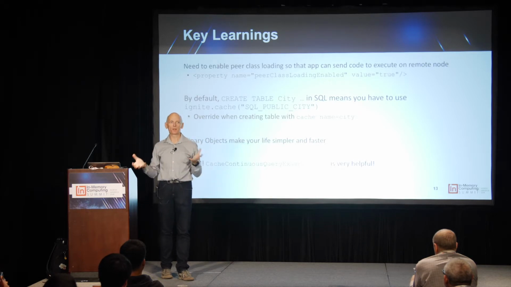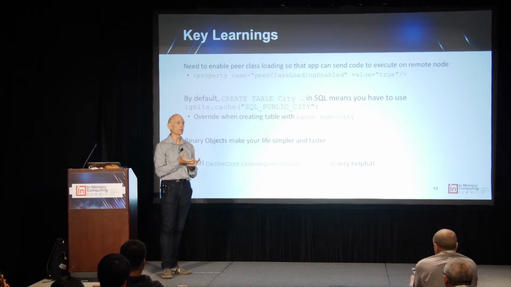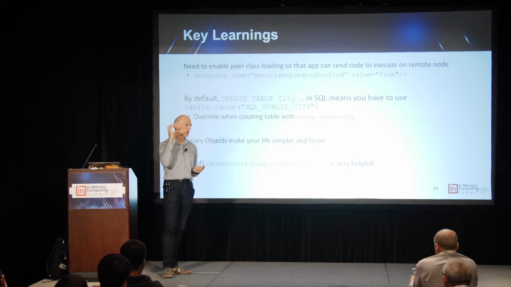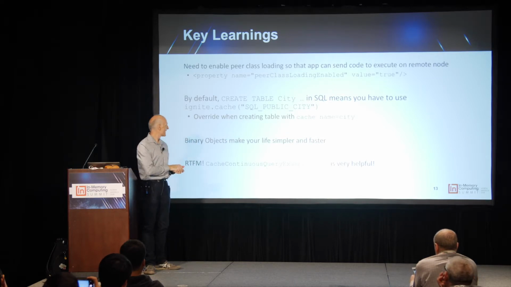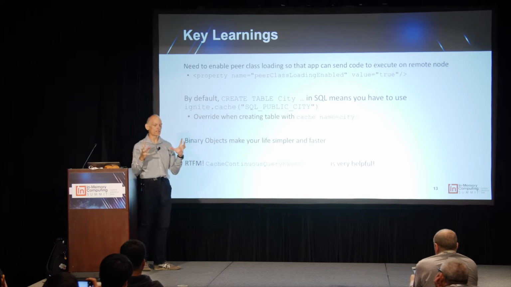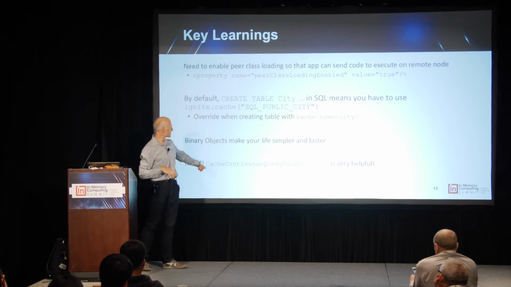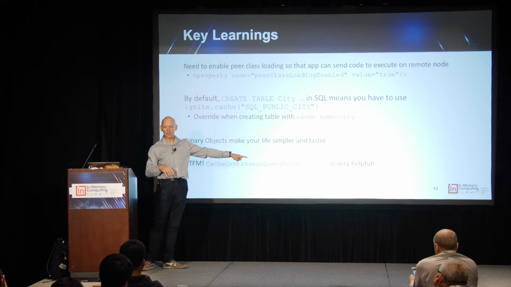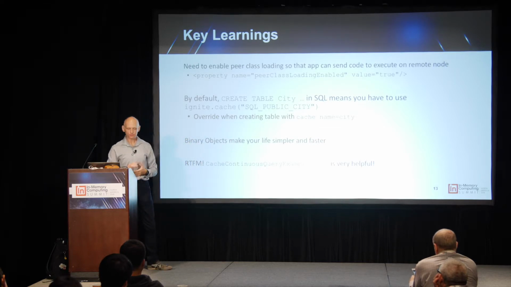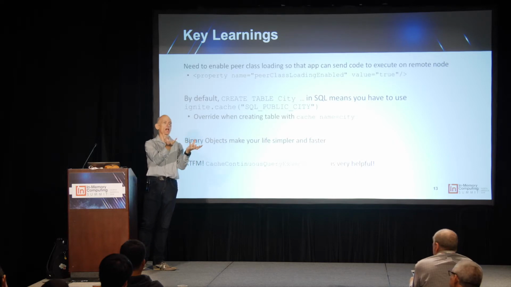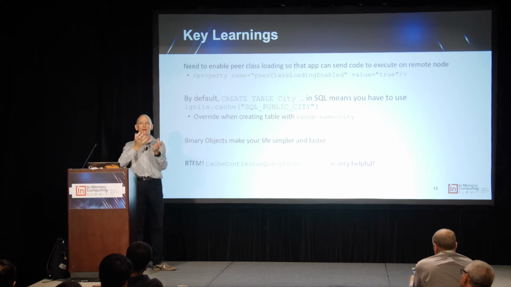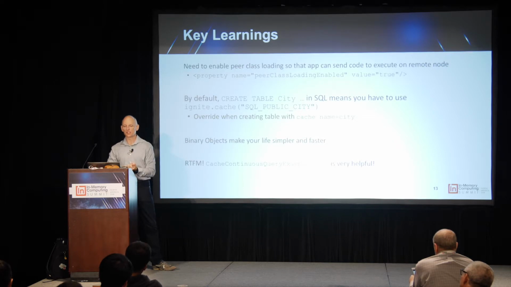As I mentioned earlier on, binary objects make your life simpler and faster. If you don't need that mapping into an actual Java class, if you're working at a more generic level, they're very, very useful. And I actually worked from the documentation pages and then discovered cache continuous query example on GitHub, which was very, very helpful. Okay, so that's the Ignite side of working with data that is constantly changing.